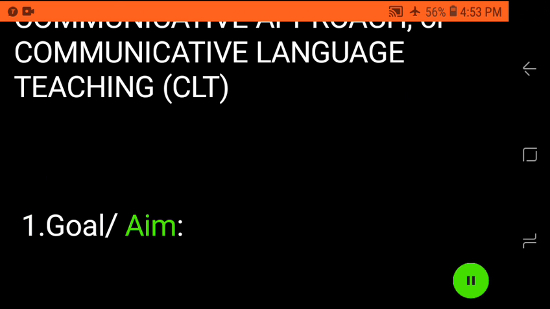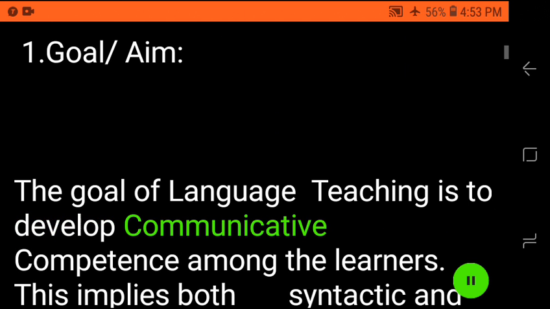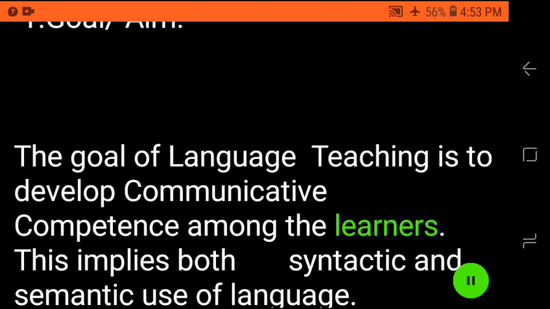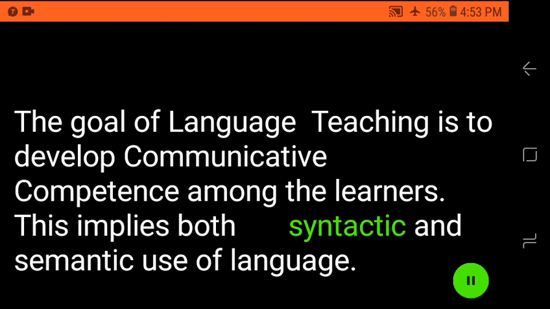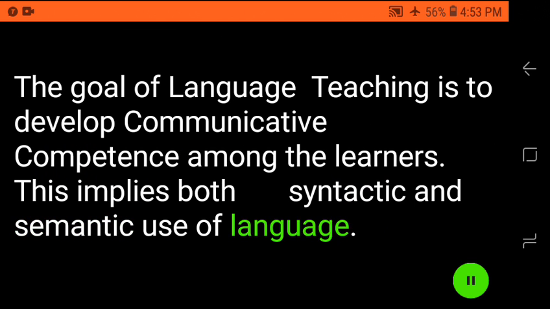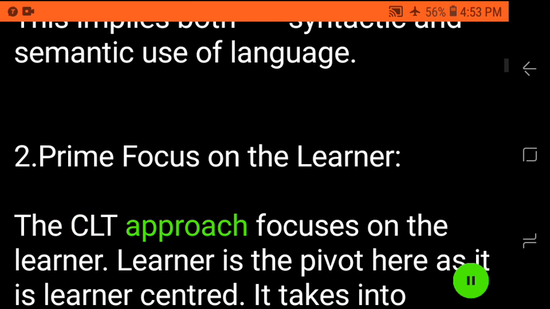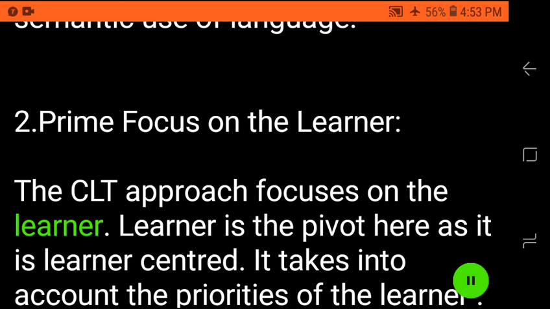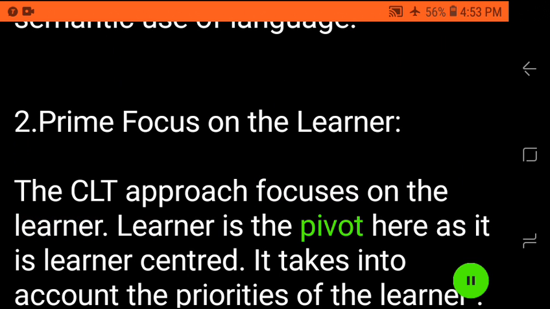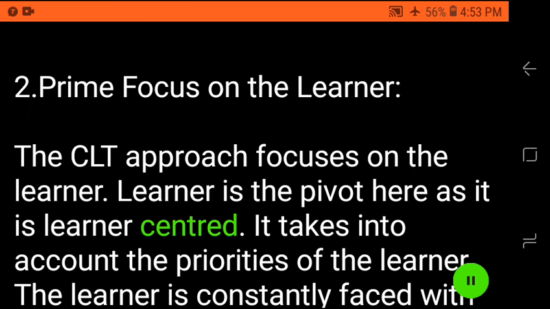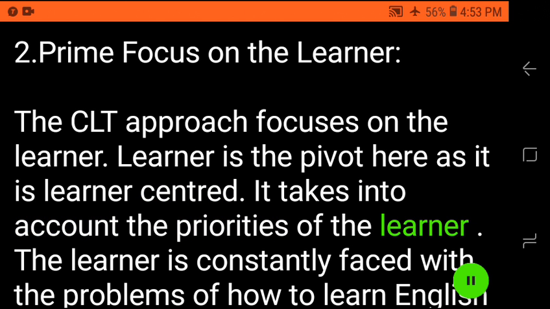1. Goal, aim. The goal of language teaching is to develop communicative competence among the learners. This implies both syntactic and semantic use of language. 2. Prime focus on the learner. The CLT approach focuses on the learner. Learner is the pivot here as it is learner-centered. It takes into account the priorities of the learner.